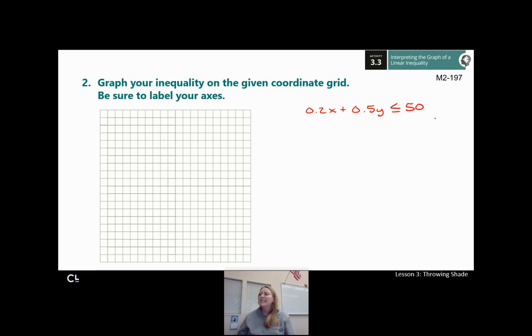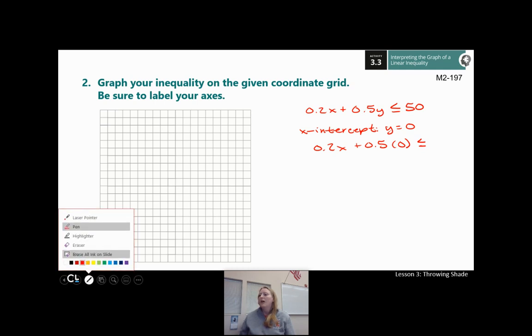Now, because it's in standard form, I like to do the intercept route. So when we are in standard form, I like to say, all right, let's find the x-intercept by plugging in a 0 for y. So I get 0.2x plus 0.5 times 0 is less than or equal. Actually, we're going to use an equal sign, aren't we? We're just going to make it an equal sign since we're trying to graph it right now. Equals 50. That's going to be our boundary line, right?